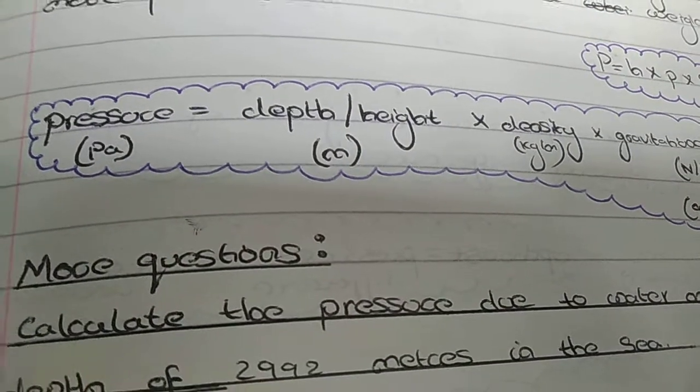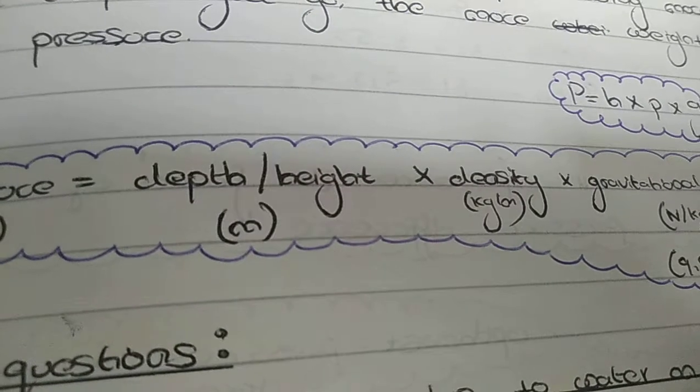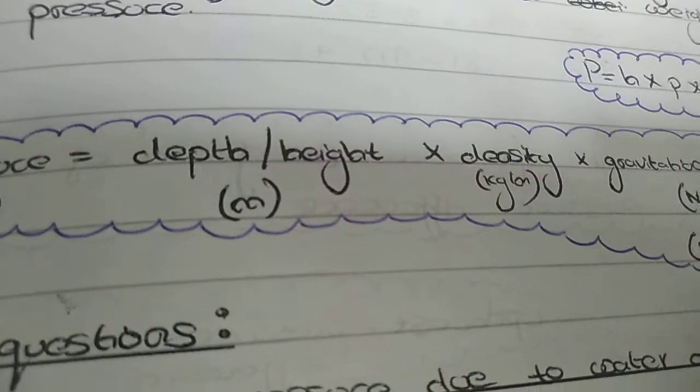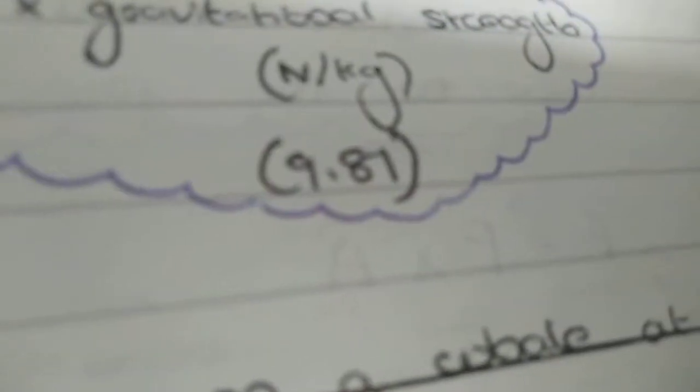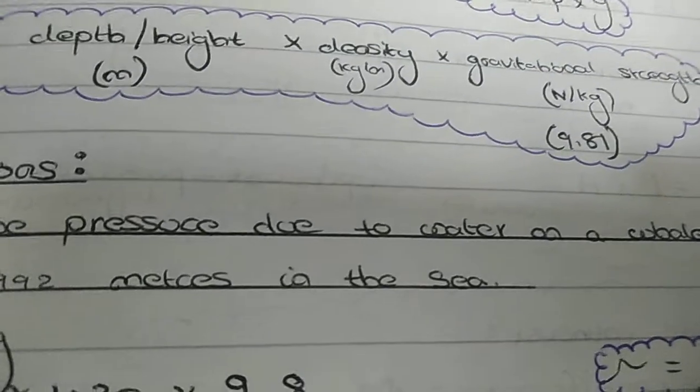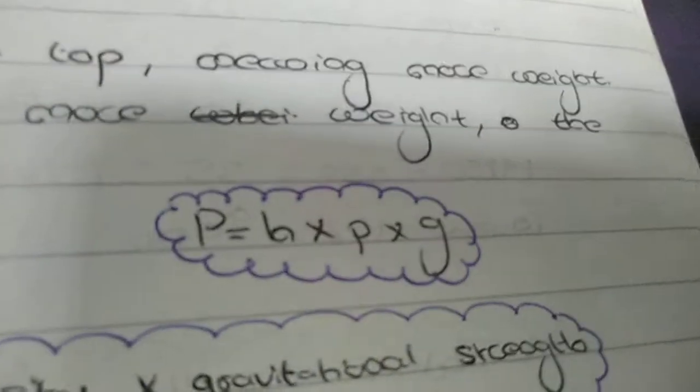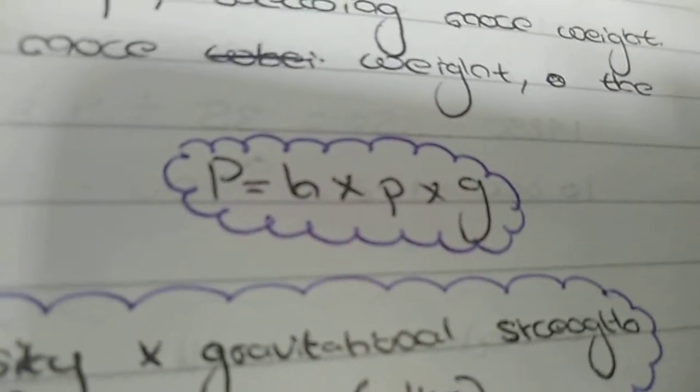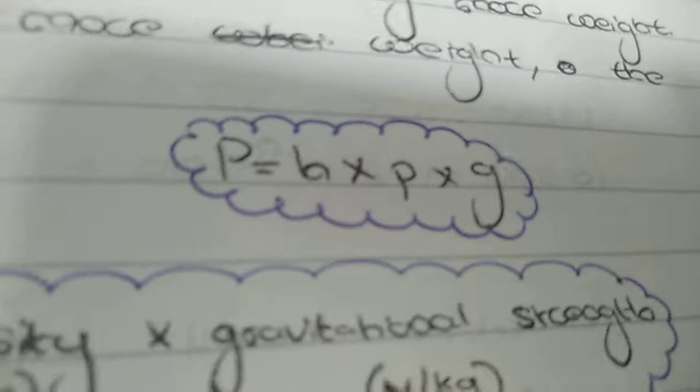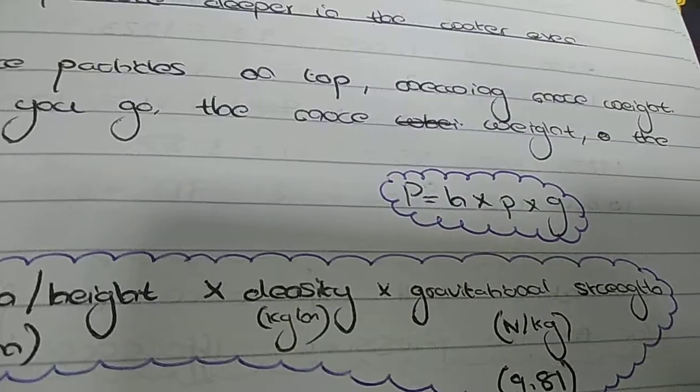Here we have another useful equation. Pressure equals depth/height times density times gravitational strength, which is 9.81, because we're on Earth and that's what it always is on Earth. Well, that is very useful, and there it is written out in that form. P equals H times P times G. Very good to know. Very, very good to know.